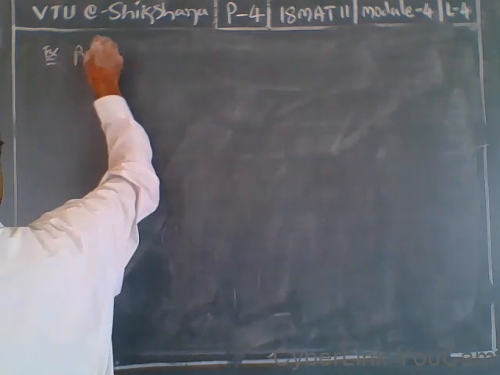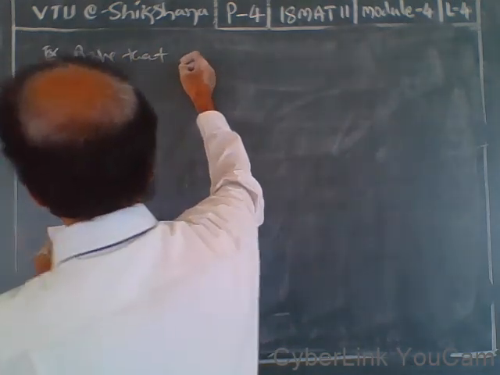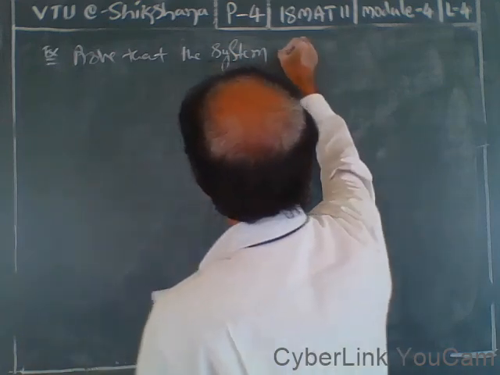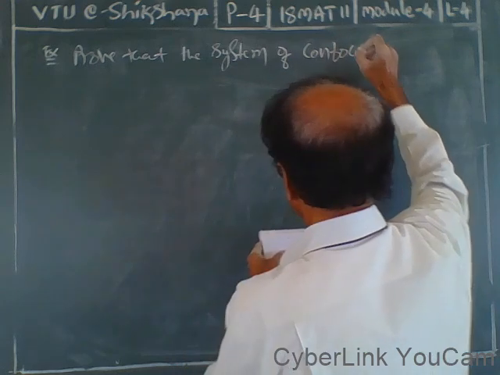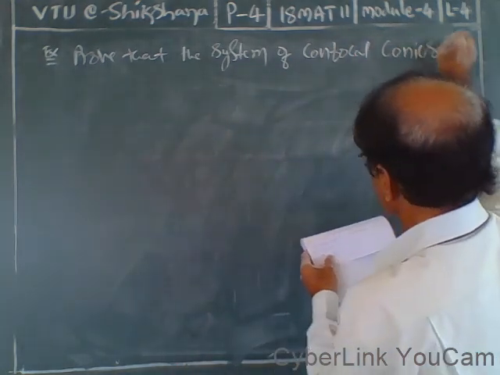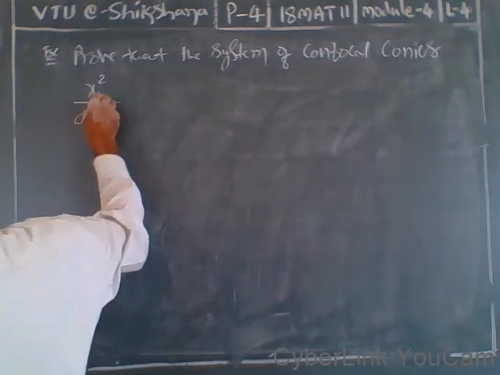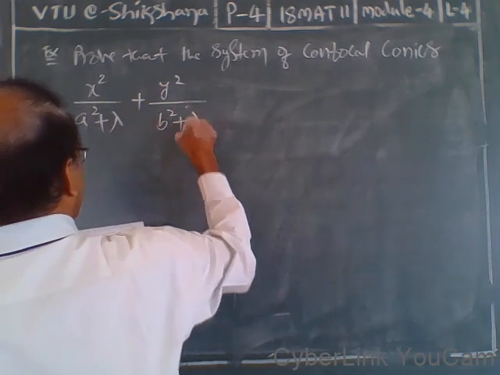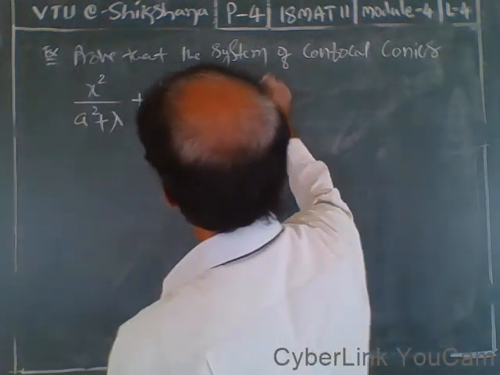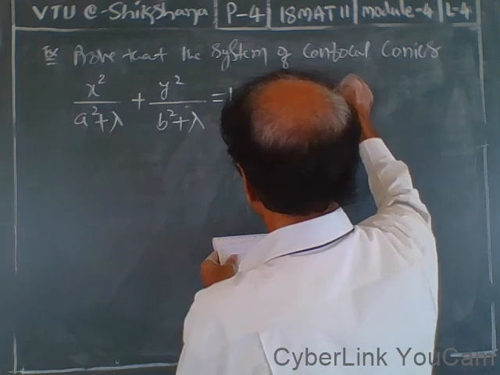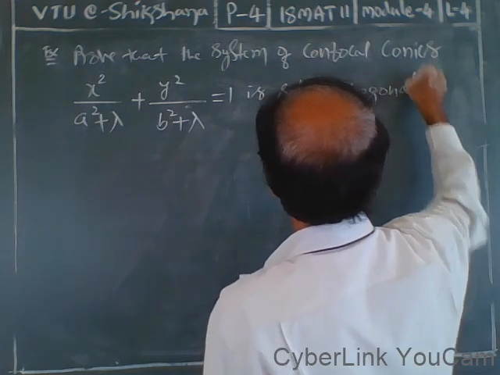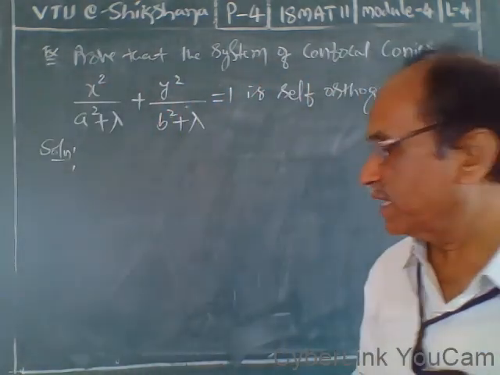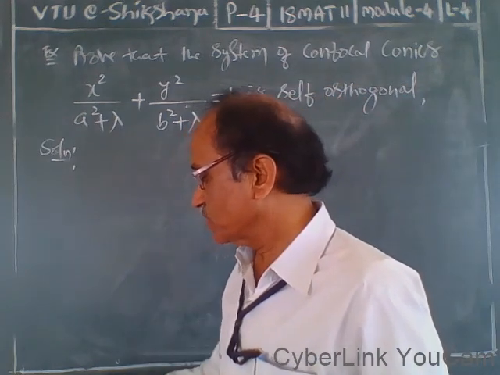Example: prove that the system of confocal conics x square divided by a square plus lambda plus y square divided by b square plus lambda is equal to 1 is self orthogonal here.